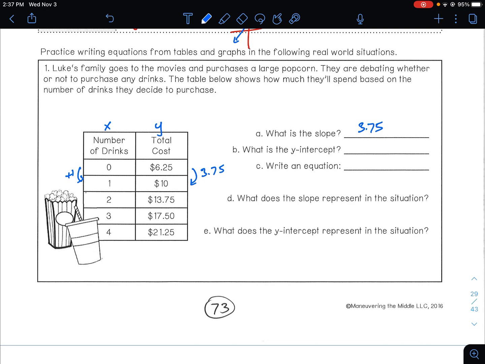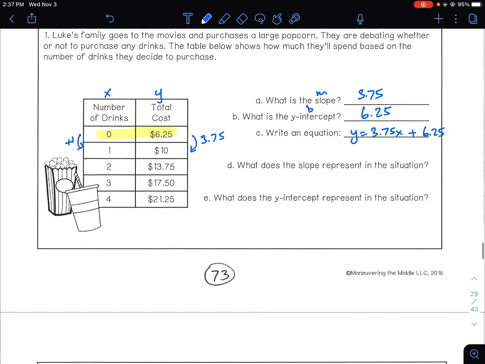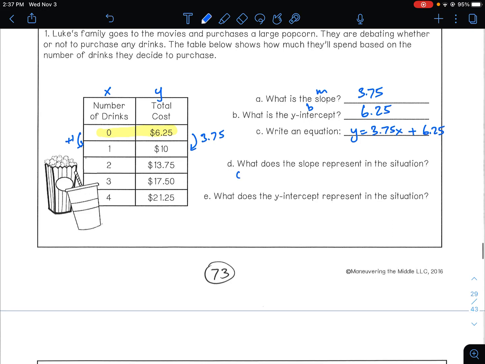What is the y-intercept? What is the y value when x is 0? That's right here. That is 6.25. Write an equation. I have the slope and I have the y-intercept, so it's y equals m, which is 3.75, x plus 6.25. What does the slope represent in this situation? The slope was the total cost compared with the number of drinks, so it's the cost per drink.